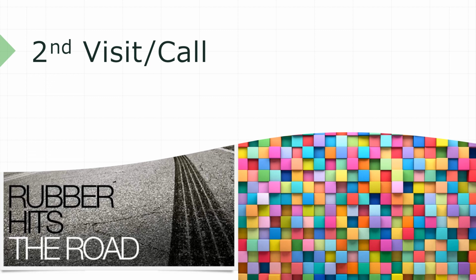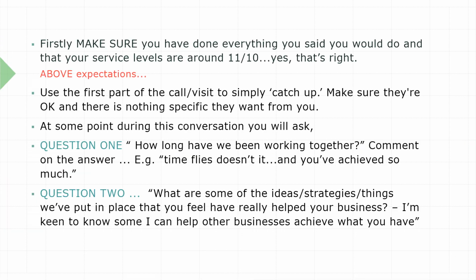This is where we're getting serious about inviting them to invite their friends, etc., to come and have a chat with us. Firstly, make sure you've done everything you said you would do and that your service levels are around 11 out of 10. Yes, that's right. It's above expectations. Use the first part of the call or the visit to simply catch up. Make sure they're okay and there's nothing specific they want from you. So this is a matter of talking through some of the things that you've been able to do for them since the last visit. Or if they had a project on or they were doing certain things, find out how they're going with all that.